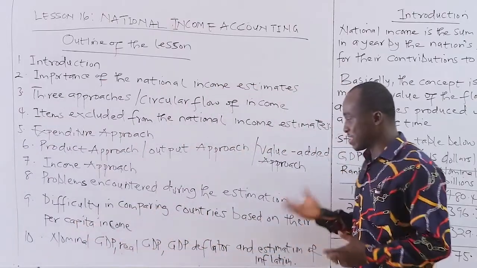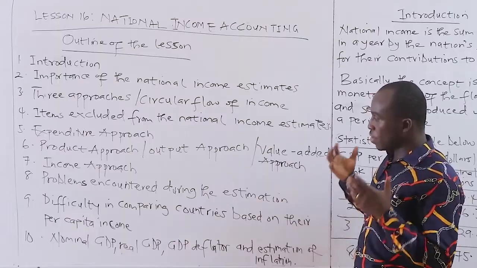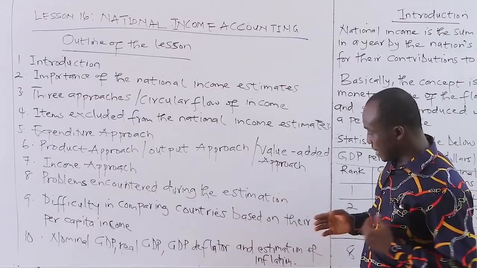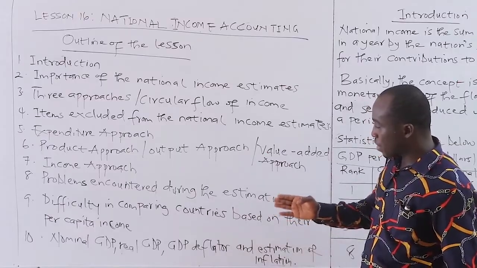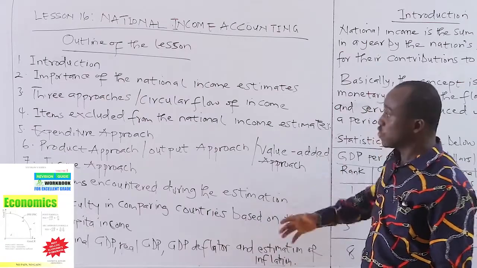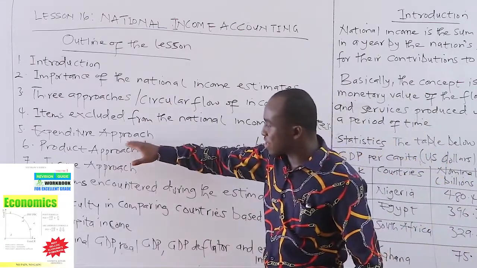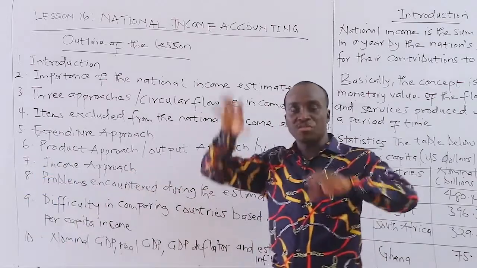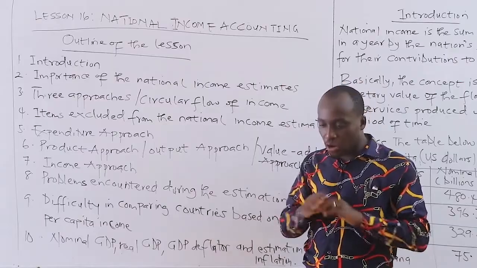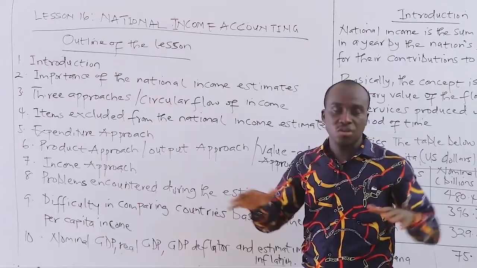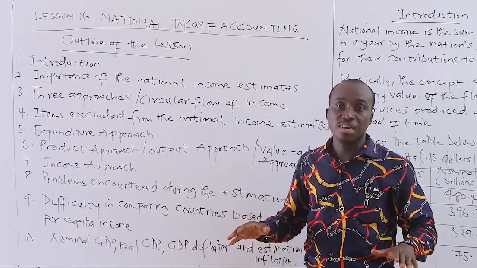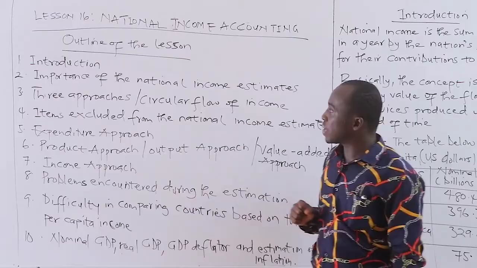problems encountered during national income estimation. We're going to look at the difficulty in comparing countries based on per capita income. We're going to look at nominal GDP, real GDP, and the GDP deflator. So within the approaches, the expenditure approach and product approach, we're going to do estimations of data response, and I'll give you some trial questions. So there's a lot of things packed here for you. I know after this, it's going to clear all your doubts. Anything you don't understand about national income, you're going to nail it down here, so you don't have any problem again if national income is estimated again. So let's see what we have.